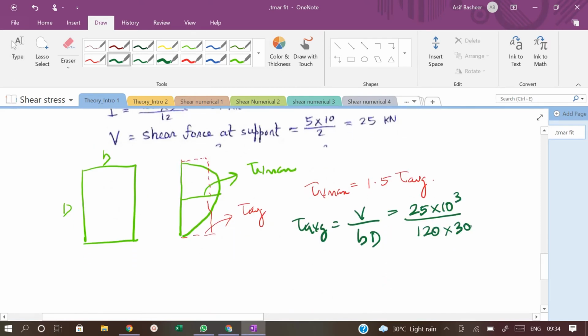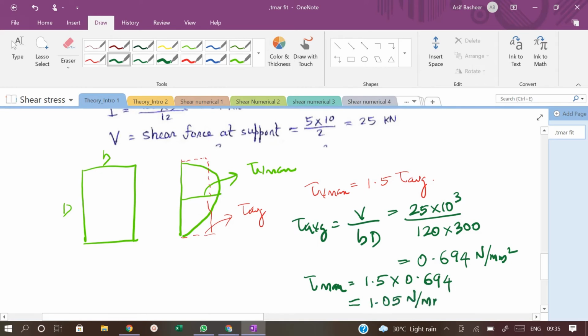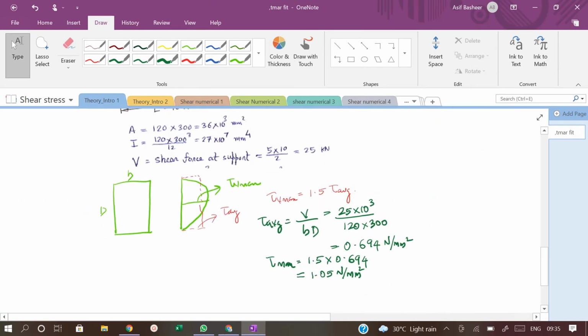120 into 300. You will get this value as 0.694 Newton per mm square, which means I will get tau max is equal to tau v is equal to 1.5 into 0.694. You will get this value as 1.05 Newton per mm square. So you will obtain the value for your tau max.